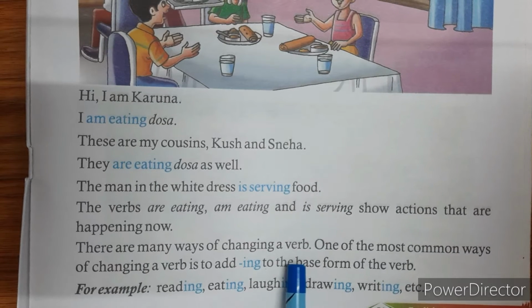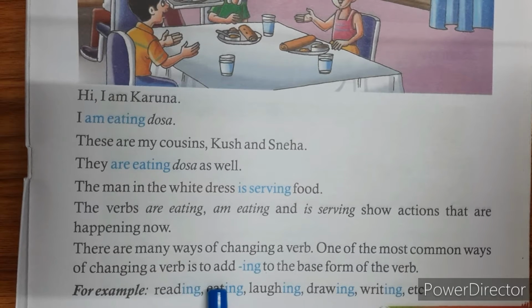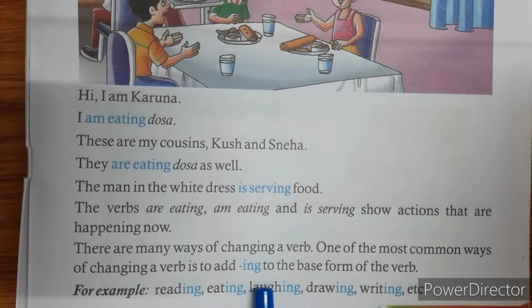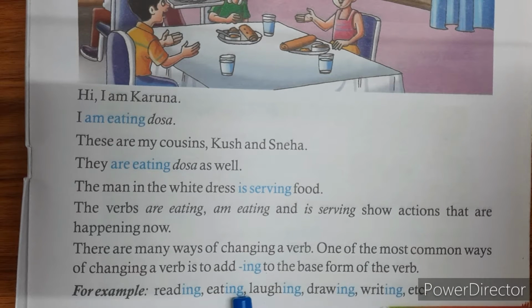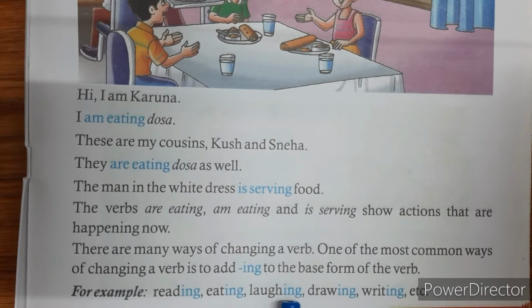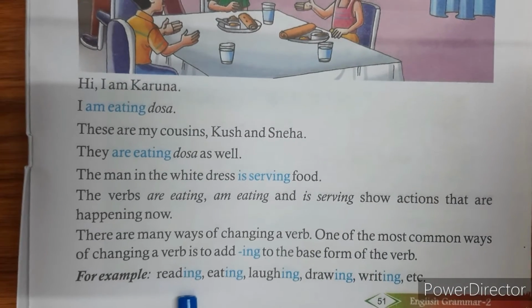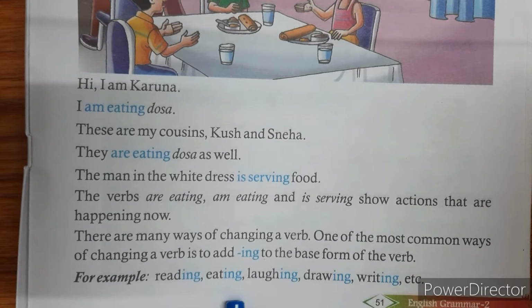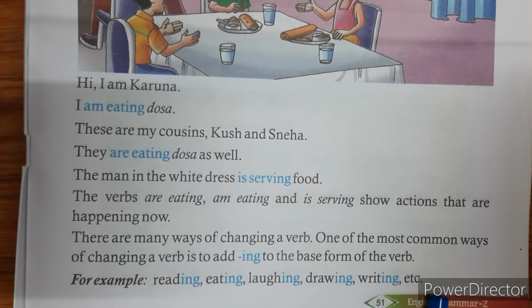We have learnt about this in the earlier lessons. One of the most common ways of changing a verb is to add ing to the base form of the verb. Yes, students, in the earlier lessons, we have learned how to add ing to the base of the verb to show that the action is happening in the present time. For example, reading, eating, laughing, drawing, writing, etc.